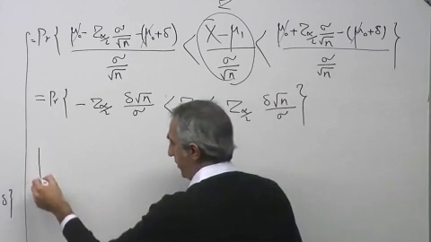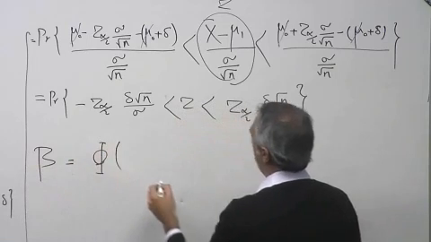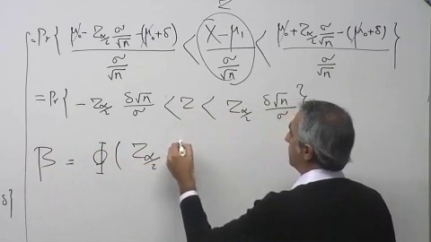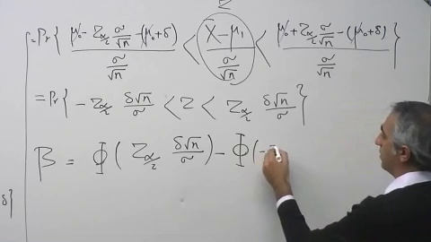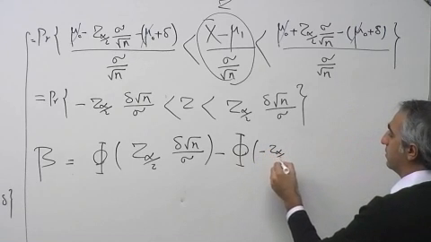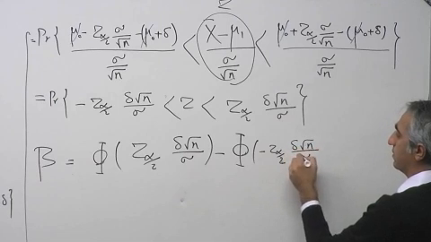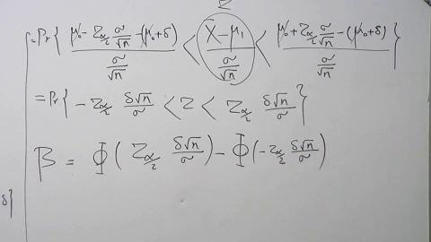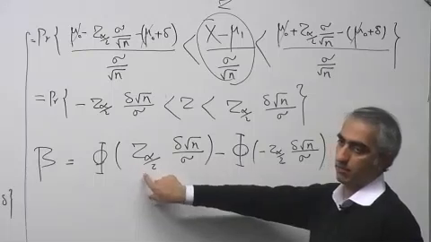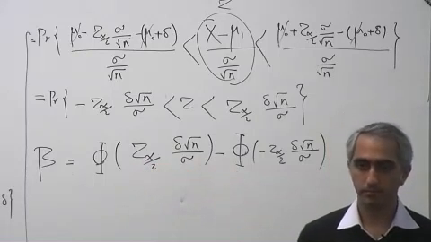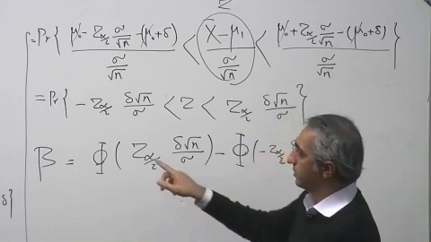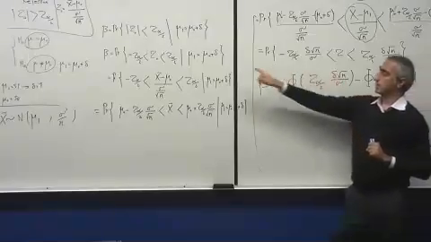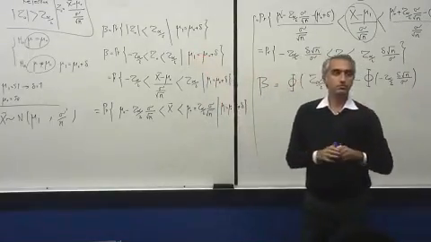So your beta is phi of this guy minus phi of this guy. Okay? So you know delta, you know n, you know sigma, you know z alpha over 2. You can easily find the beta associated with that. And as you can see, beta is a function of your mu1. Why? Because it depends on delta. And delta is basically the element that defines the mu1.